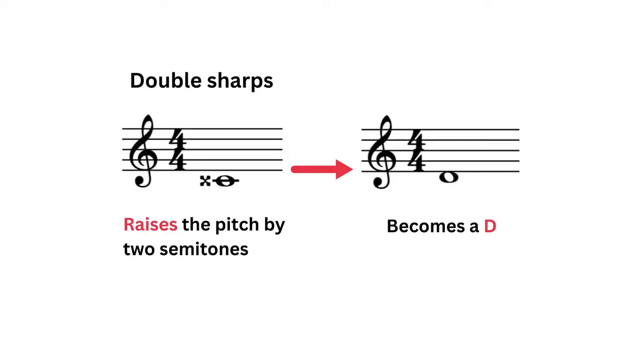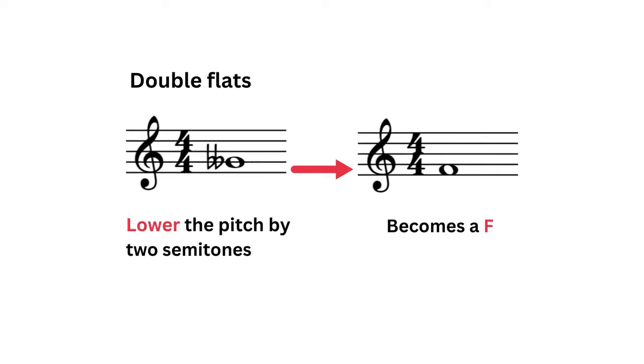Lastly, let's talk about double sharps and double flats. A double sharp is indicated by the symbol that looks like an X, and it raises the pitch of a note by two semitones. For example, if you put a double sharp symbol before C, it becomes D. A double flat is indicated by the symbol that looks like two B's stuck together, and it lowers the pitch of a note by two semitones. For example, if you put a double flat after the note G, it becomes F.